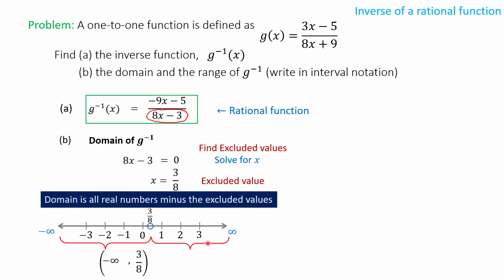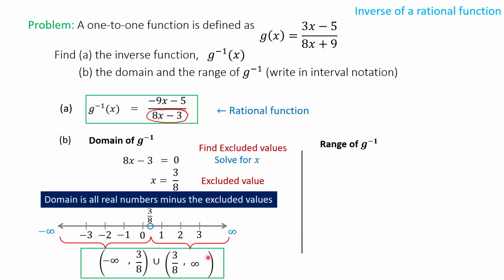Now this part, 3/8, comma, infinity. Parenthesis, parenthesis. We are excluding this number. So you must put parenthesis here and here. Now combine these two by putting a union symbol. This is the domain of G inverse.